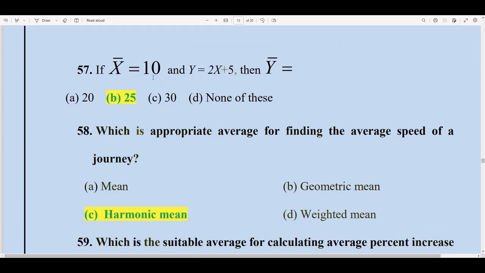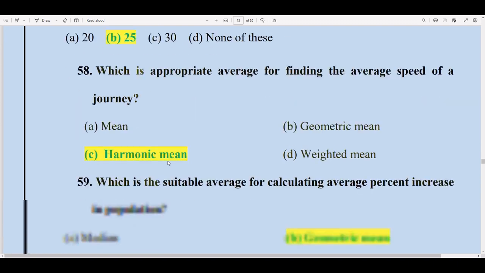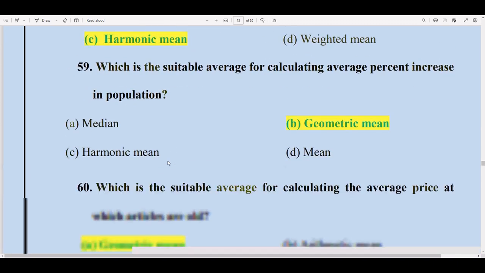If x bar is equal to 10 and y is equal to 2x plus 5, then y bar is equal to 2 x bar plus 5, which is 25. The appropriate average for finding average speed of a journey is the harmonic mean.